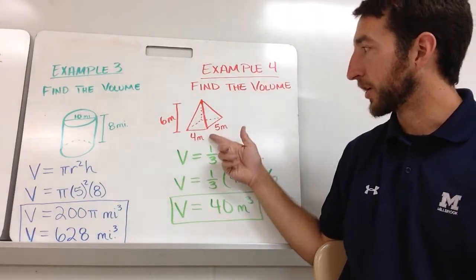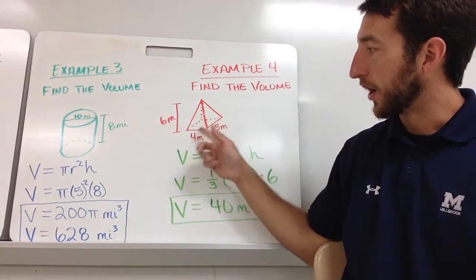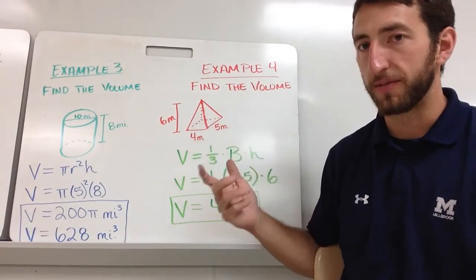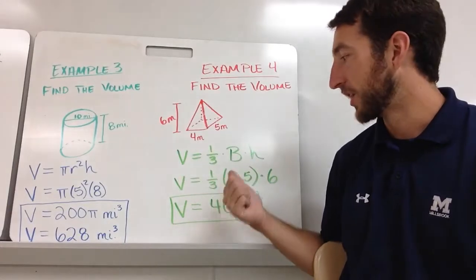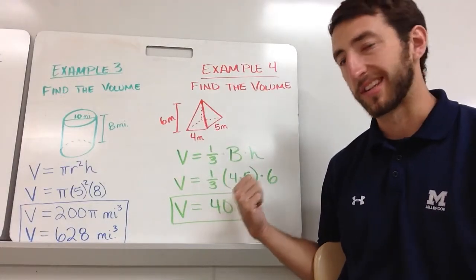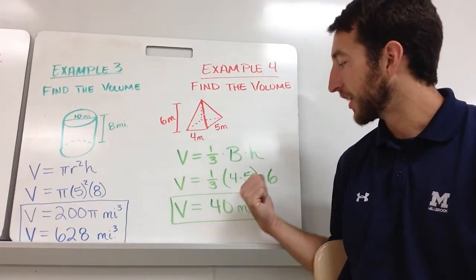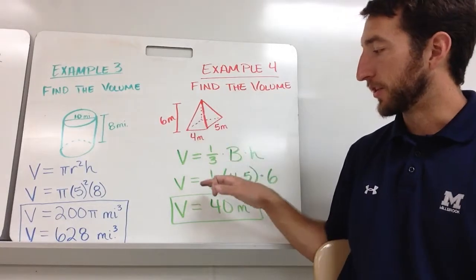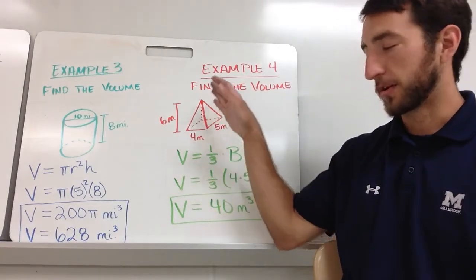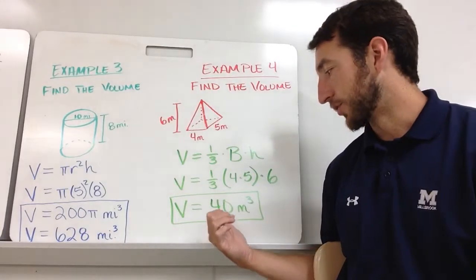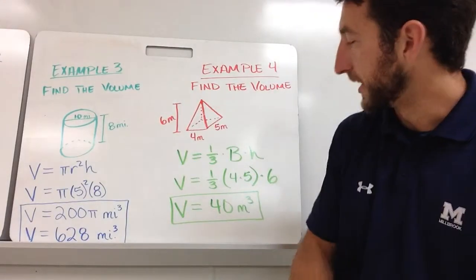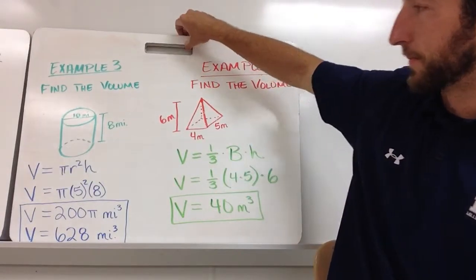Example 4, this is a pyramid. Remember, it comes to a point. A rectangle is our base, so if the shape of the base is a rectangle, I'm going to find the area of that rectangle, which is length times the width. So I'm doing 4 times 5, then I'll multiply by the height, but then don't forget to multiply it by a third because it comes to a point. And so we get 40 meters cubed for that pyramid.